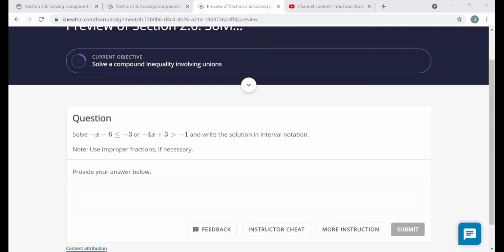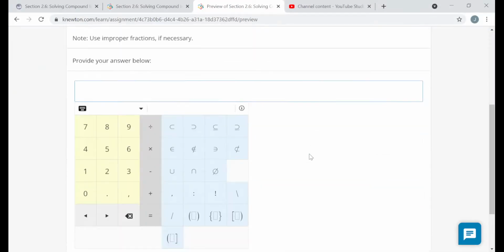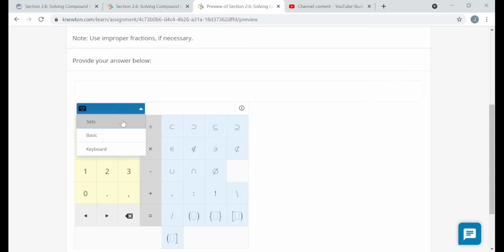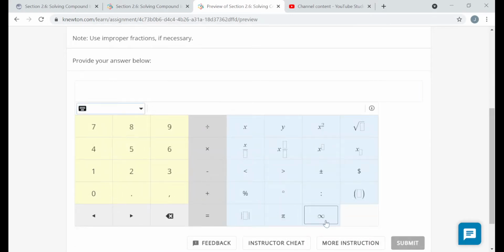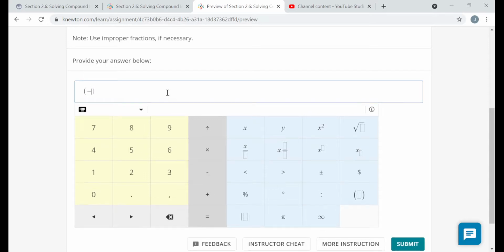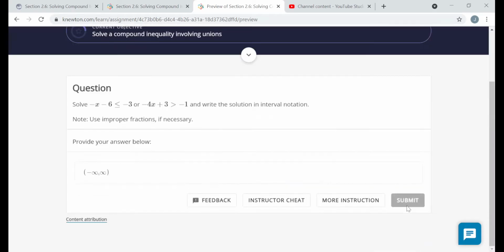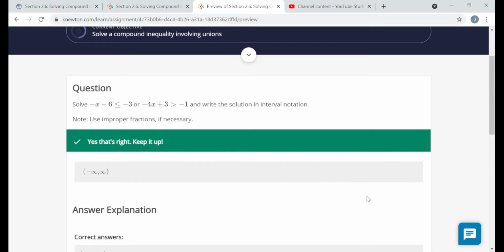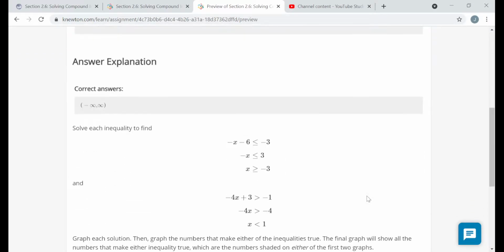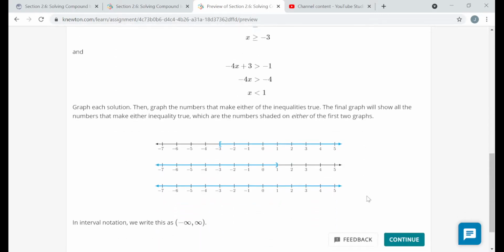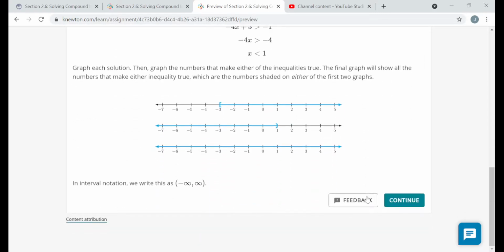So here again, I want to go back to the basic menu so I can see the infinity symbol. And then in parentheses, negative infinity, comma, positive infinity, and then close parentheses there. Wonderful. But again, OR is very loose. OR includes solutions to either inequality.